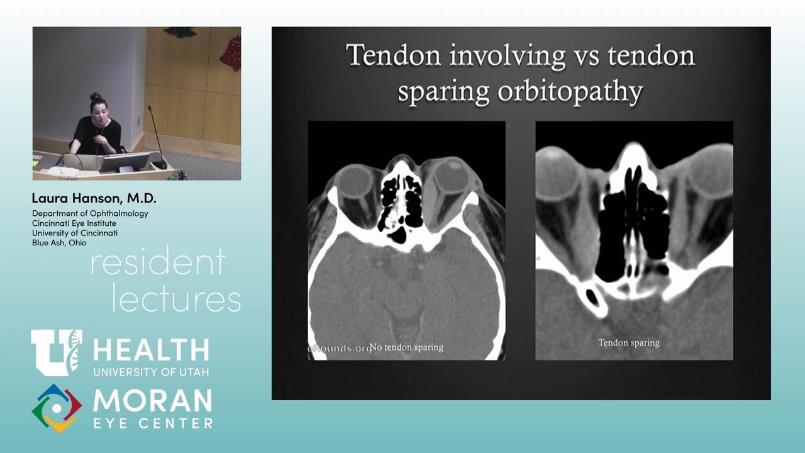This I thought was kind of helpful. I'm not going to go into thyroid eye stuff because I think it'll be covered well elsewhere. But I thought it was a helpful thing to show. What does it look like if it's tendon involving versus tendon sparing? So this is the tendon involving and tendon sparing. So thyroid orbitopathy is tendon sparing. Myositis, it's not.